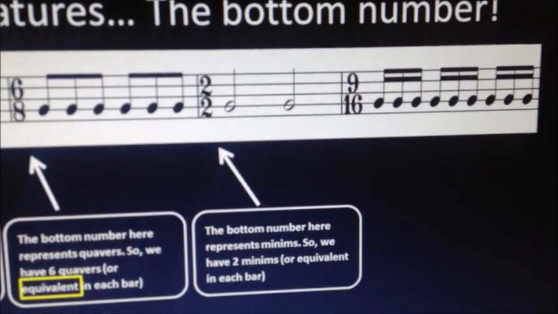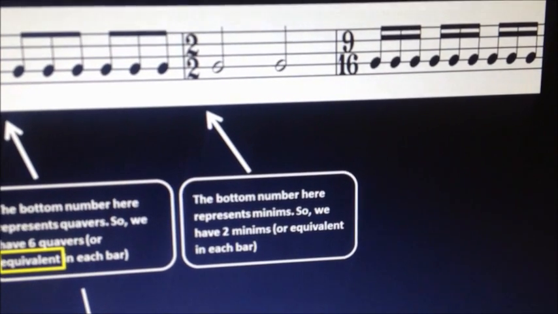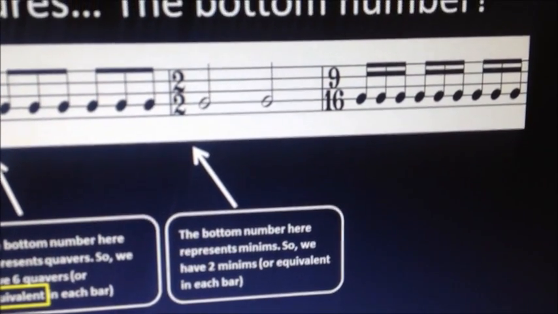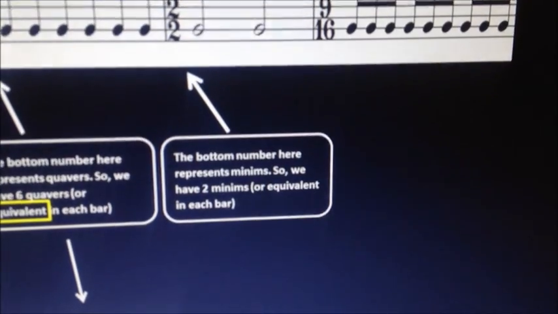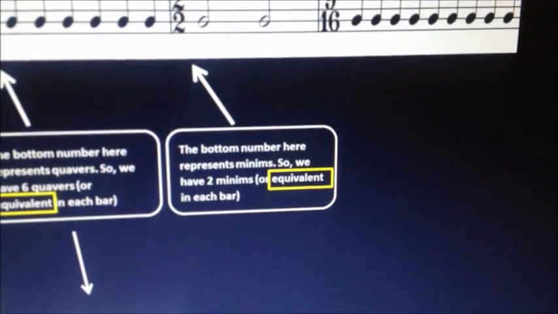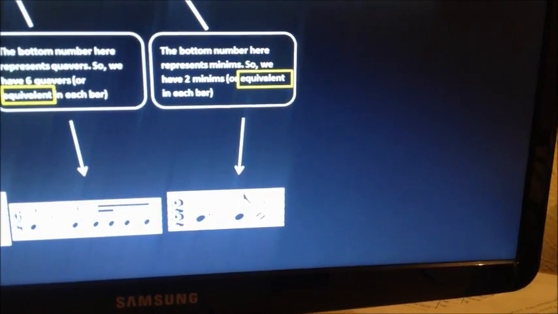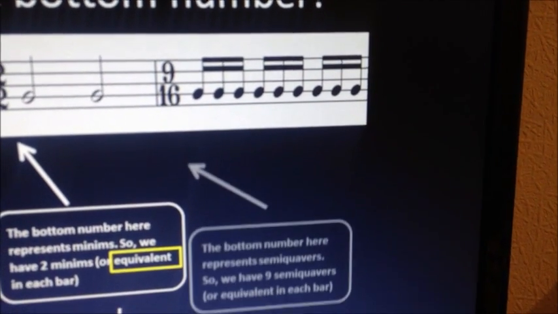In this example, 2. Well, 2 is a bit more tricky. It represents minims. You can get 2 minims in a bar, as you can see in this bar here. This is an example of getting 2 minims in a bar. So if it's 2-2, you can get 2 minims or equivalent in a bar. And in the equivalent example, you can see a dotted crotchet and a quaver, which makes up the same value as a minim.